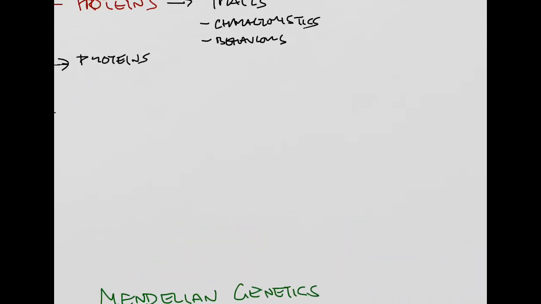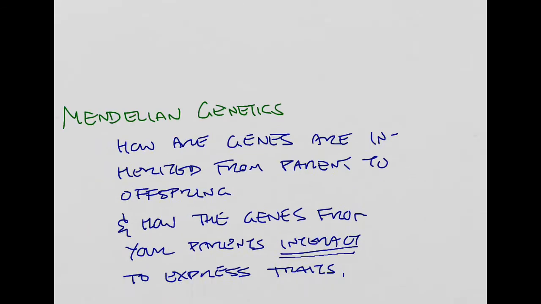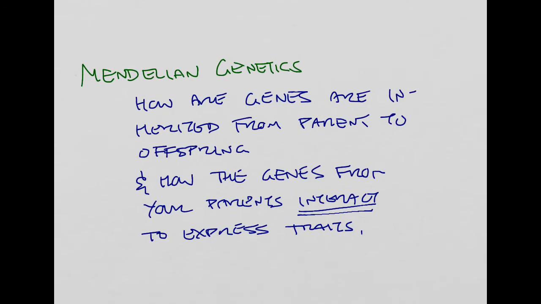So let's talk about what Mendelian genetics is. And you can see here I've written it, so you should probably pause it and write this down. Mendelian genetics is how genes are inherited from parents to offspring, and how the genes from your parents interact with one another to express the traits that make up who you are.